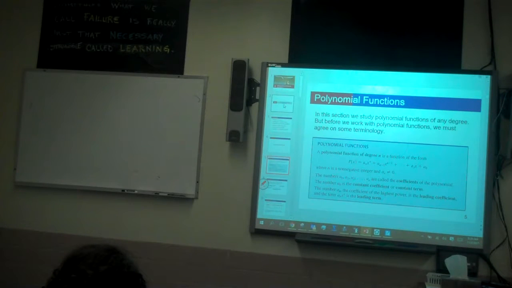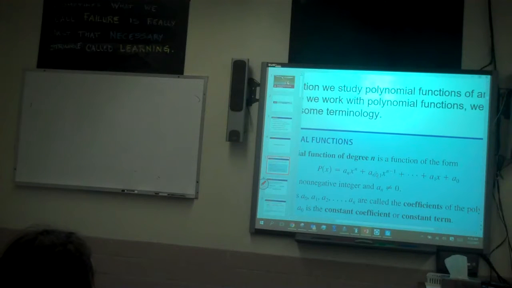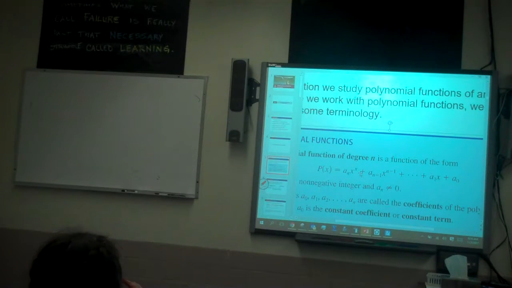So let's talk about polynomial functions real quick. This is a rehash of what we've talked about in the past. I just put this slide in here because I think it's good to recognize this thing again. Get used to that thing. That definition there of what a polynomial is. That's the general form for a polynomial of degree n.